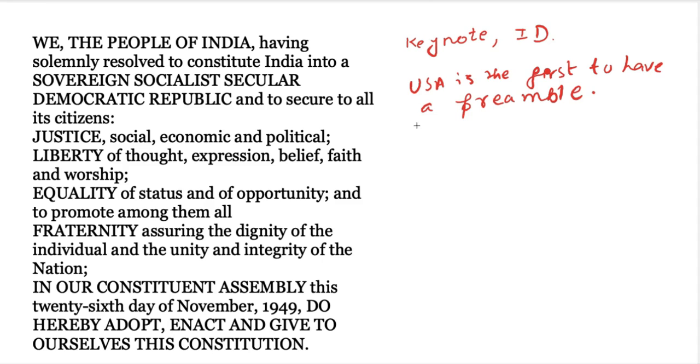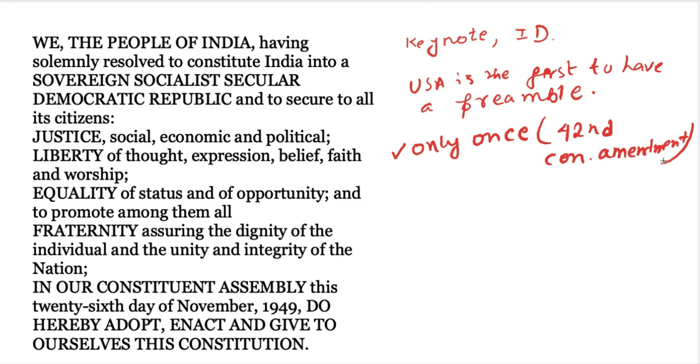The preamble of India has been amended only once. Only once. What is that? The 42nd constitutional amendment, where it added these words: socialist, secular, and integrity. These are the four words that were added with the 42nd constitutional amendment in the preamble, and the preamble has been amended only once.